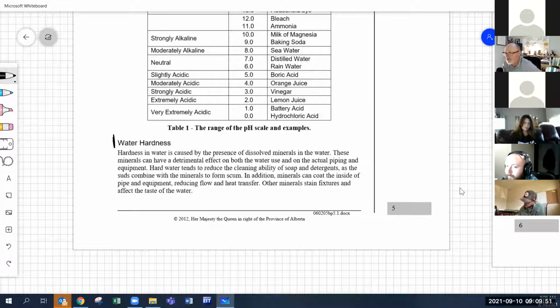All our water comes from the Rocky Mountains. The water runs all over those rocks, all of those minerals, picks up all of those ions and everything else. And this is why we have hard water here in Southern Alberta. It's a big deal, right? And these minerals can have a detrimental effect on both the water use and on actual piping and equipment. Hard water tends to reduce the cleaning ability of soap and detergents. Does anybody have a water softener in their house?